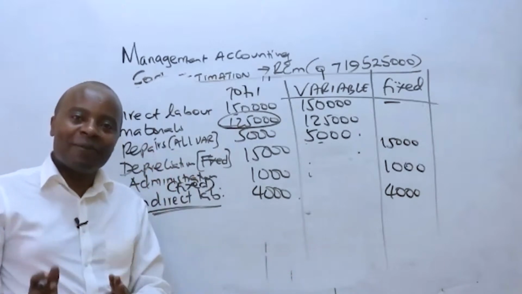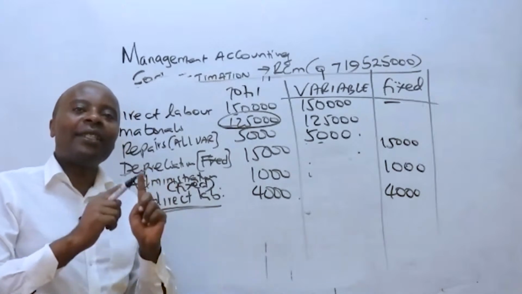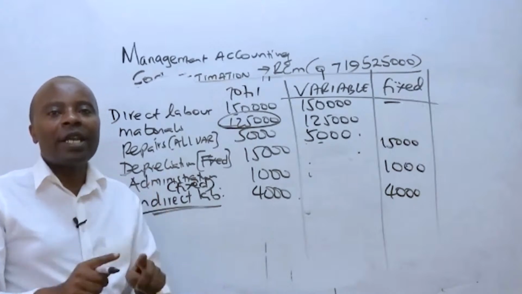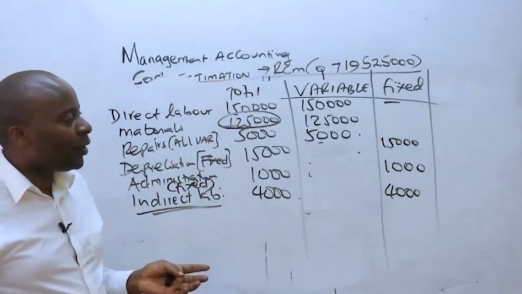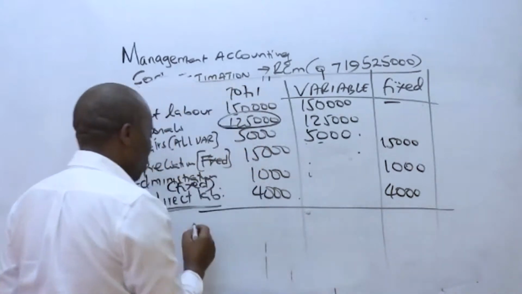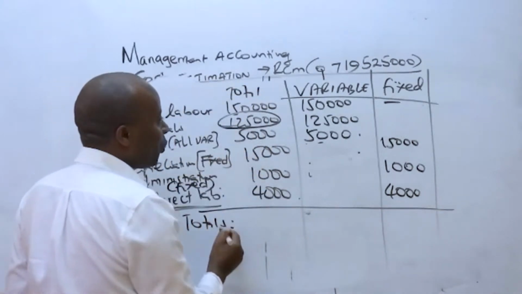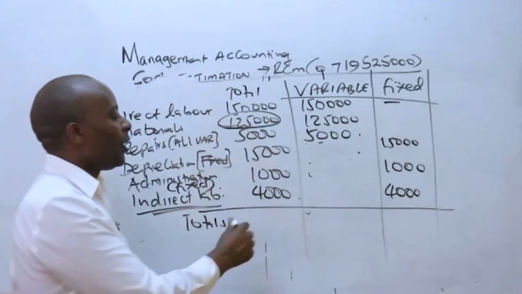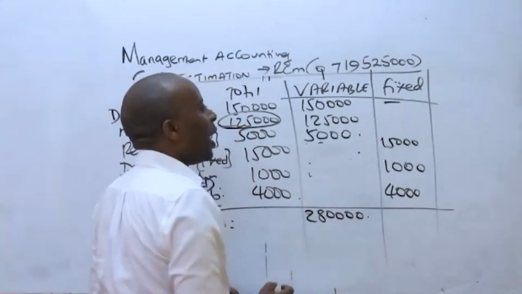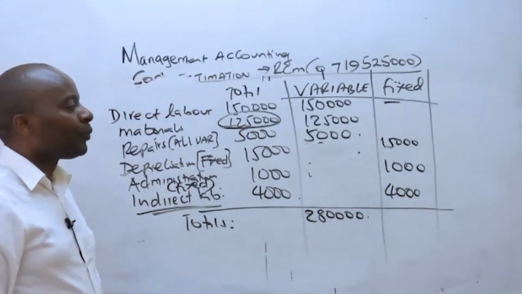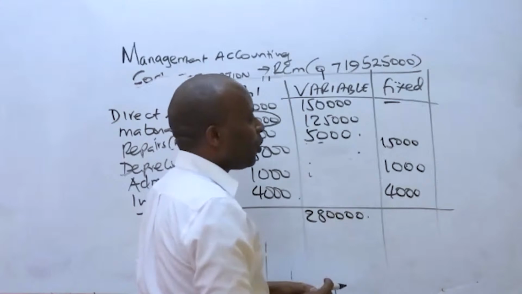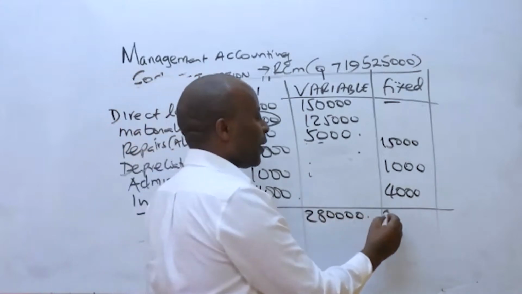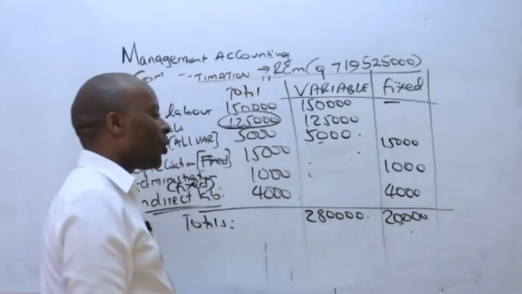Under the account analysis method, we analyze a particular account, and then we'll be able to subdivide. And then we'll be able to say where we slot it, either as a variable or a fixed cost. So from there, give us the totals. We start with the total variable: 150 plus 125 plus 5,000. I'm being given a figure of 280,000. How about fixed cost, kindly? 15 plus 5, 20,000. Thank you very much.